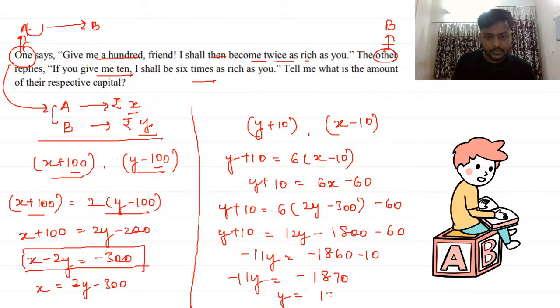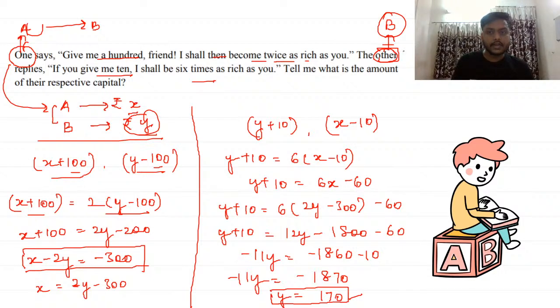If you solve this, you will get the value of y, and it will come out as 170. So your y came out as 170, that is, the other person, or the B person, is having how much money? Y money, and that is equal to 170, which means this other guy is having 170. Got this? Now from here, whose money do I have to find? A's, that is, the first person's, and that is nothing but 2y minus 300.